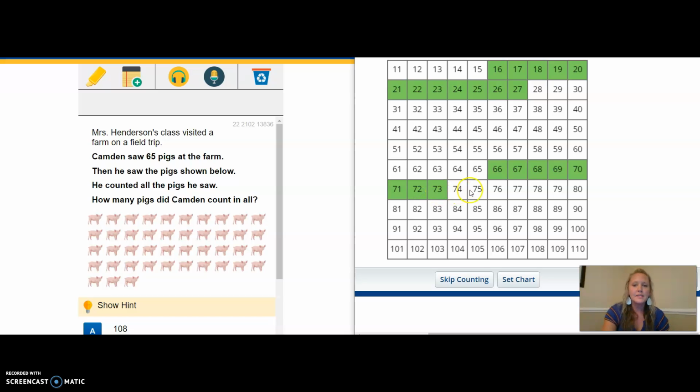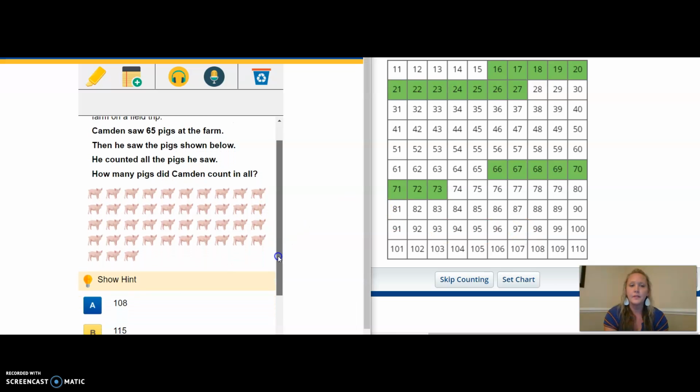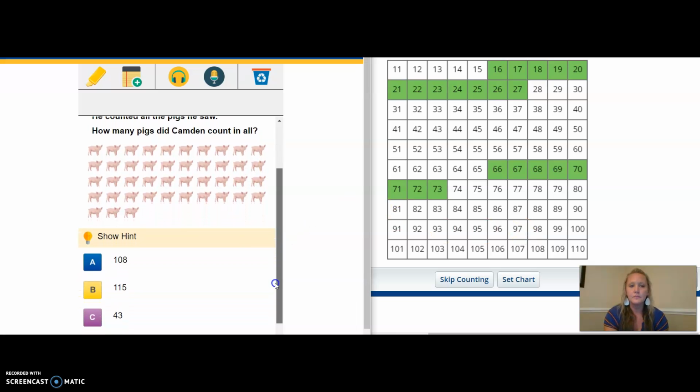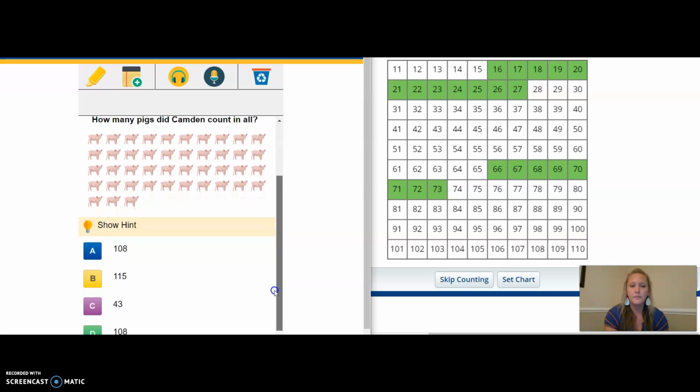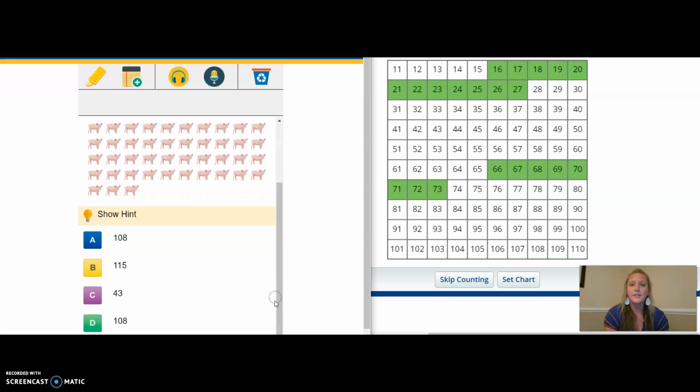And I'm going to stop here so that you can now use my hundreds chart to see if you can figure out the answer. So again, you're going to start at 65, and then I've already given you a hint, and I've already counted on with some of my pigs. Go ahead and use your finger now on the screen. And then in your math journals, put down which one of these answers you think it is.